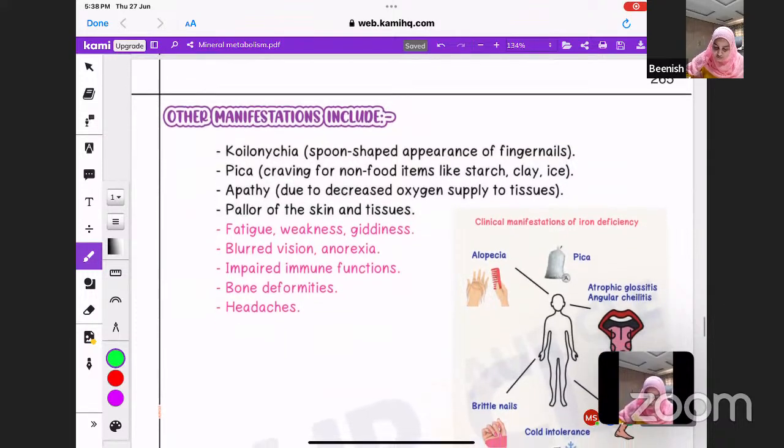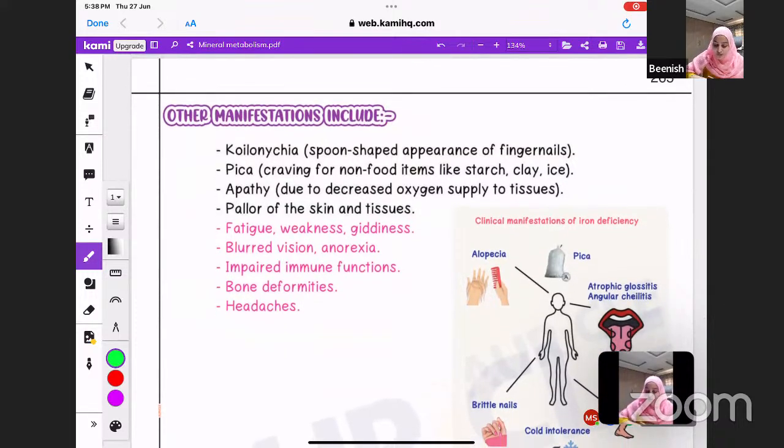Now, other manifestations include spoon-shaped appearance of fingernails, then apathy, that is loss of interest, pallor of the skin and tissues, fatigue, weakness, giddiness, blurred vision, anorexia, that is loss of appetite, impaired immune functions, bone deformities, and headaches.